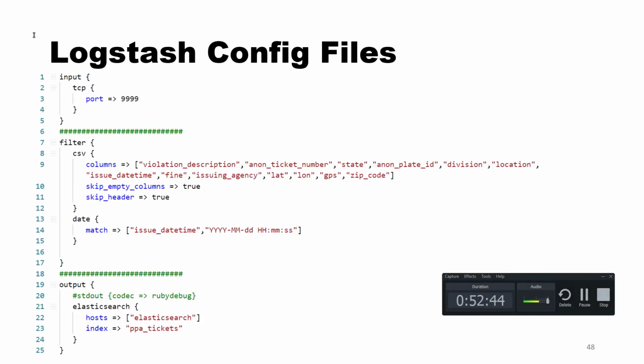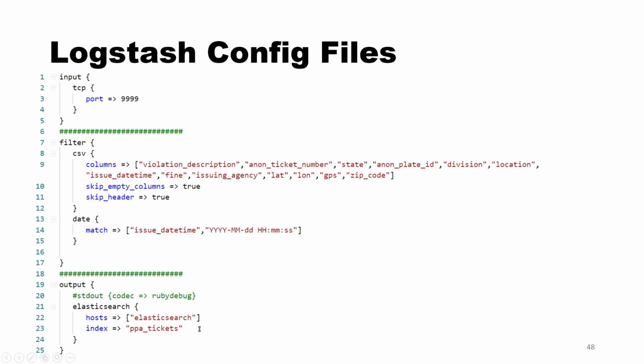So here's the config file. I just showed you this one, well, a similar one. This is the one I used to parse the PPA tickets. It was basically just a CSV file, with violation description and all of that. What was the list of all the columns? I was skipping empty columns. I was skipping the header lines. And then I was outputting it directly to Elasticsearch with an index called PPA tickets on the bottom there.